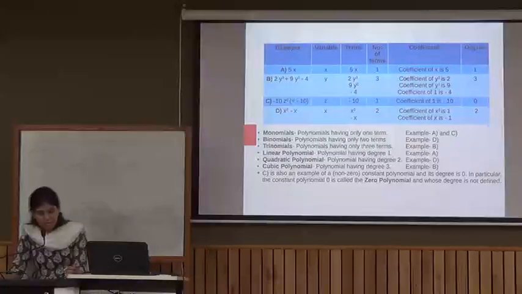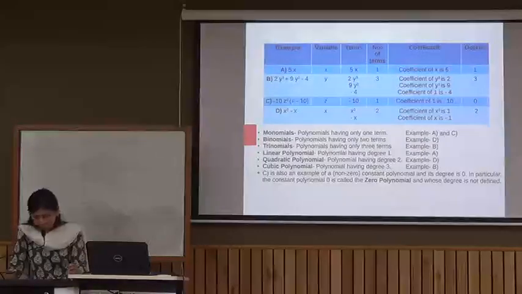Friends, please note that minus 10 z power 0 is equal to minus 10. Now this is clearly a non-zero constant polynomial and the degree here is 0. However, the constant polynomial 0 is called the zero polynomial, and the degree of the zero polynomial is not defined.